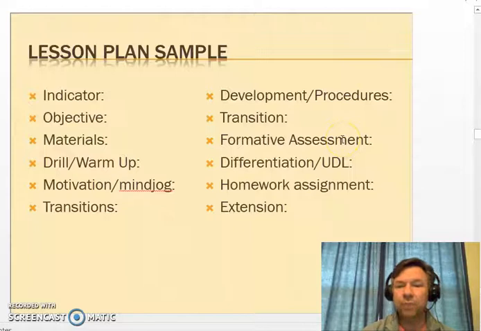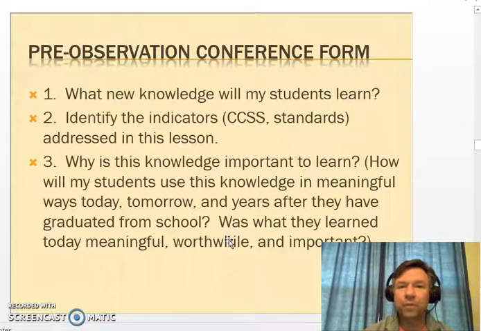How are you going to formatively assess the lesson? What differentiation are you providing? Universal design information here. Homework assessment, and extension. If you want to develop a form for the pre-observation conference, there's pieces here that you can use, and there's also additional resources which can be found on Canvas.